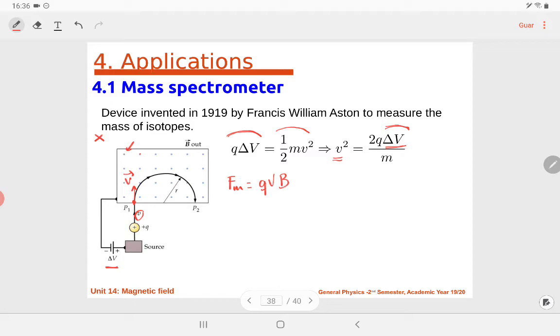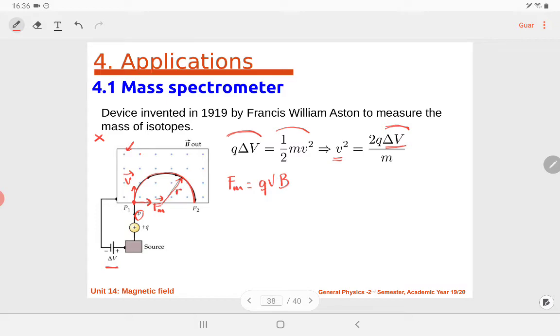And to know the direction, you just have to use your right hand and point upwards with the index finger because of the velocity, and out of the screen with your middle finger, because that is the magnetic field. So your thumb ends up pointing towards the right. Okay, so this is the direction of the magnetic force. So this is going to provide you with a semicircular path that has a radius given by r.